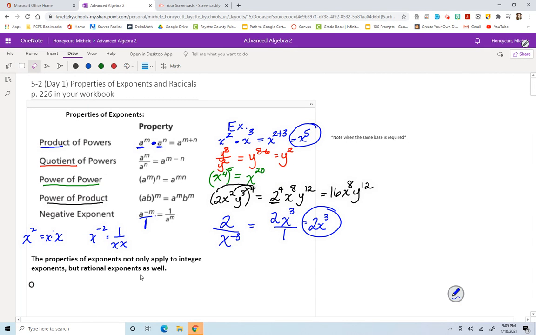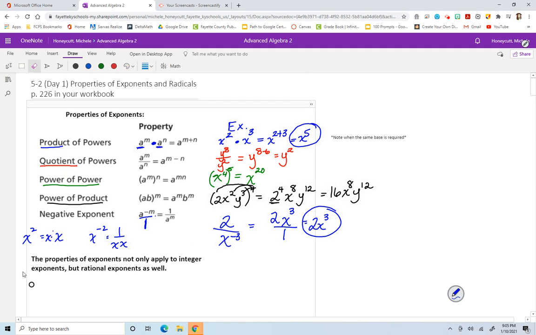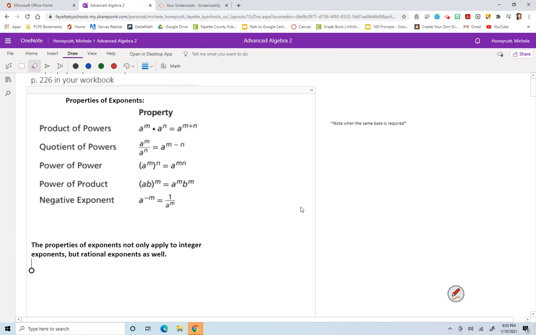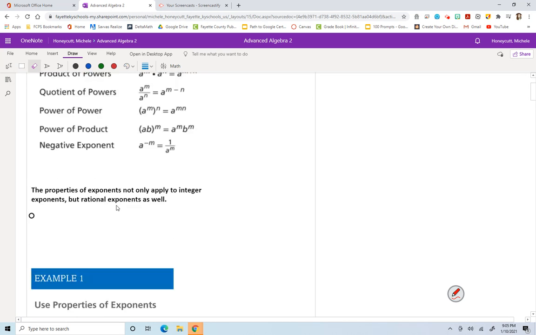So this is probably how you might remember the properties of exponents in Algebra 1. But again, Algebra 1 was a while ago. Well, now, the properties of exponents do not only apply to those whole number or integer exponents, but also rational, also known as fraction exponents. So let's look at those. So here's example 1. Now we have fraction exponents, and we're going to apply those same properties.